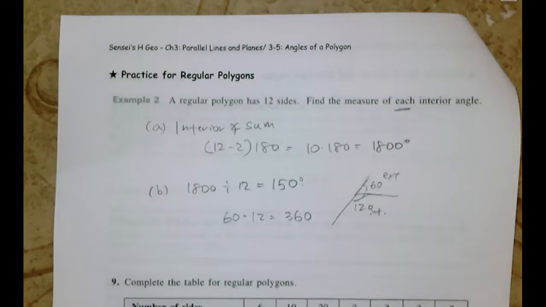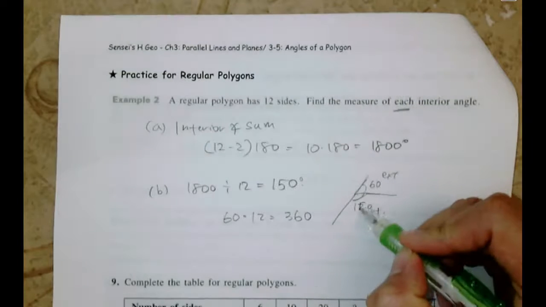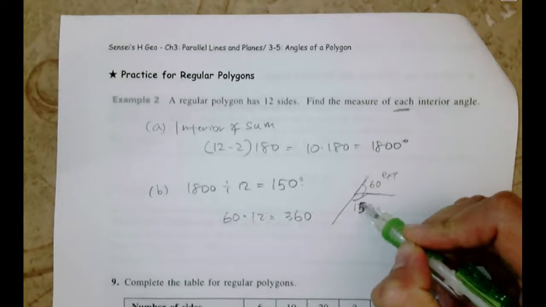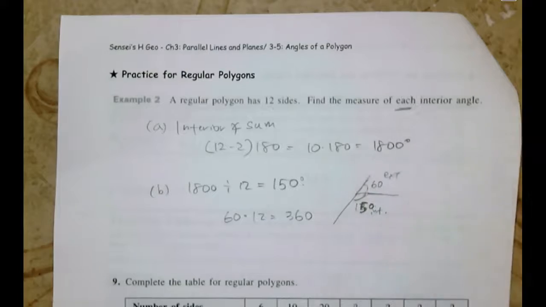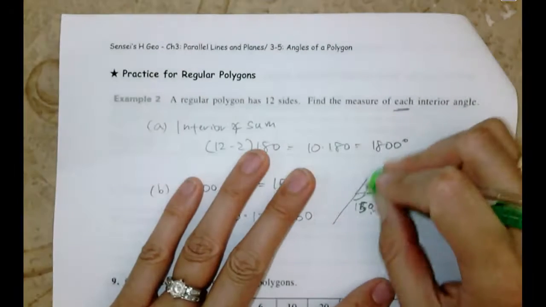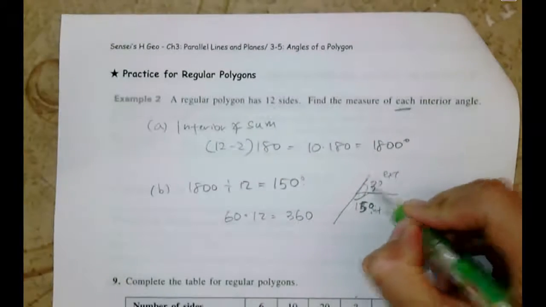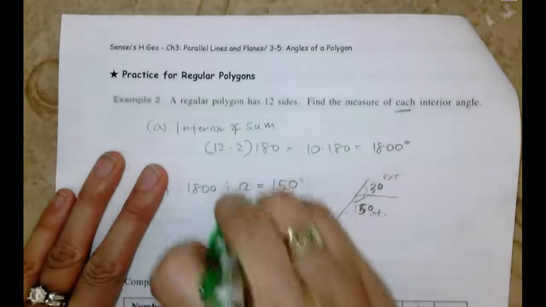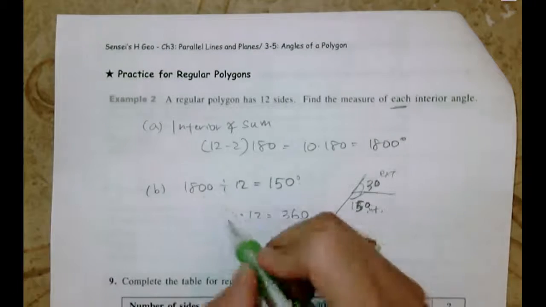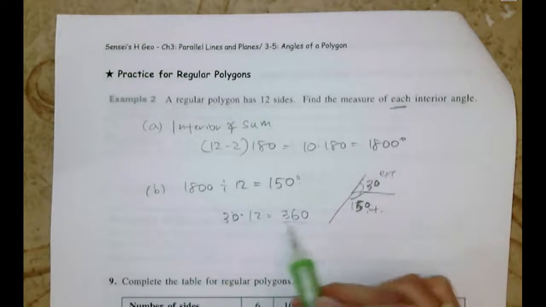60 degrees times 12. No, I'm sorry, it was 150. Sorry. I knew something was wrong. It's 150, so this is 30. This is the exterior angle. Each of them is 30. So 12 of 30 is 360.